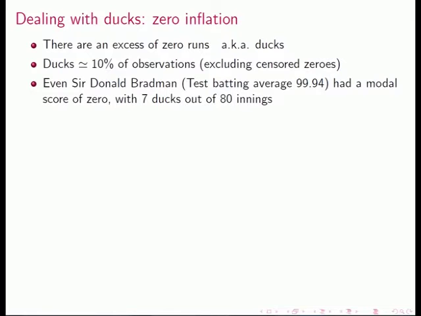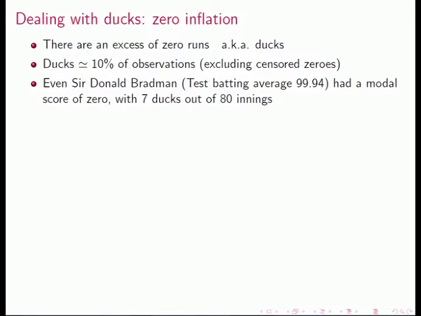Also, ducks cause lots of zeros additional to this negative binomial model. About 10% of the observations are ducks. That's having excluded those that were zero not out. Okay, and here's another score that, again, I didn't know about. Don Bradman, not bad. His most popular score was 0.